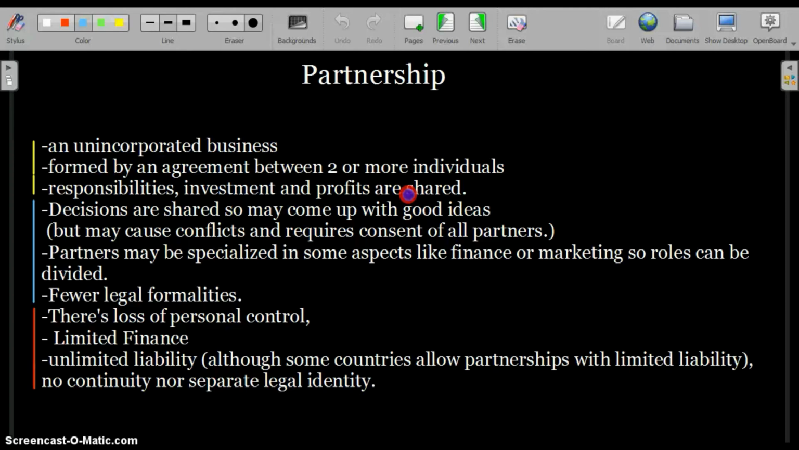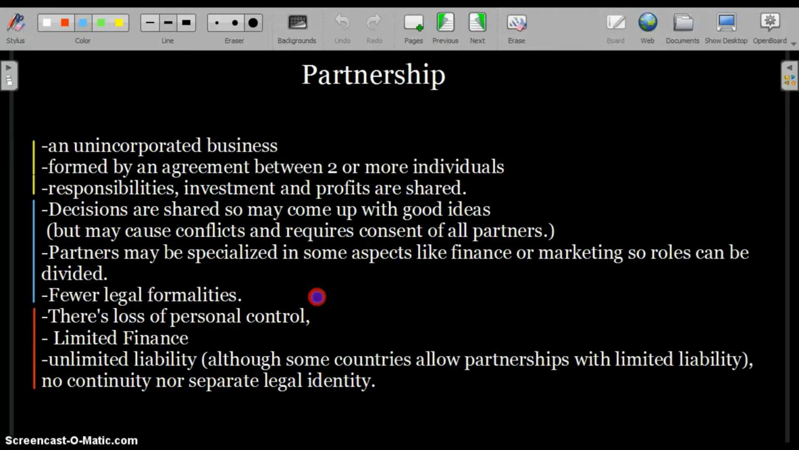But this also means that since the decisions are shared, there will be conflicts, and since you need consent of all partners, that's one of the drawbacks as well. Partners may be specialized in some aspects like finance or marketing, so roles can be divided. That's one of the biggest advantages in partnerships. For example, if you can handle finance well, your other partner can handle marketing, and your third partner is good at operations, research and development. You all can share these responsibilities, and the business can benefit from that.